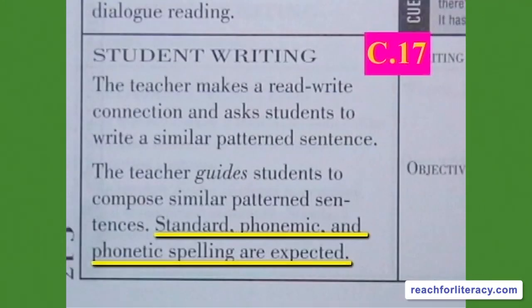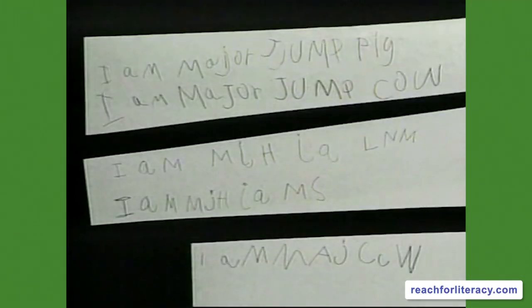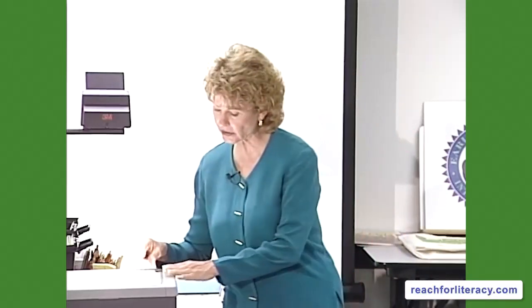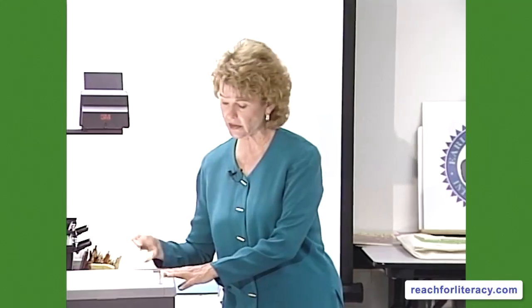Spelling starts here. You would expect standard spelling would be the high frequency words. If they're writing I am major jumps, then you would expect I and am to be spelled correctly, and you would still permit the phonemic or the invented or approximated spelling on the words that are not high frequency. So spelling starts when the reading starts.